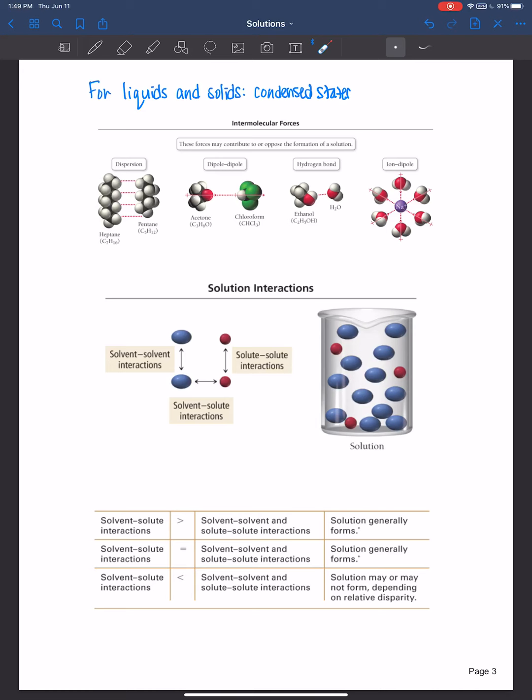Hydrogen bonding is like a super dipole-dipole force, right? It's stronger than the typical dipole-dipole force because the permanent dipole within those molecules is actually much greater. And so examples like ethanol and water exhibit hydrogen bonding. Remember, hydrogen bonding is where hydrogen has to be bonded to an oxygen, nitrogen, or fluorine within the molecule for this to occur. And then finally, the strongest intermolecular force that we studied together were ion-dipole forces.